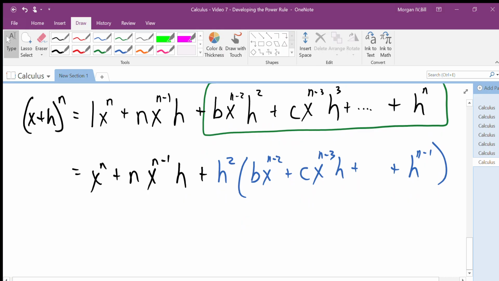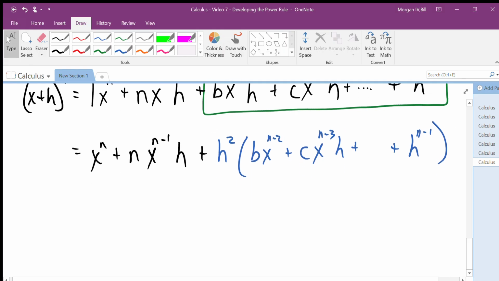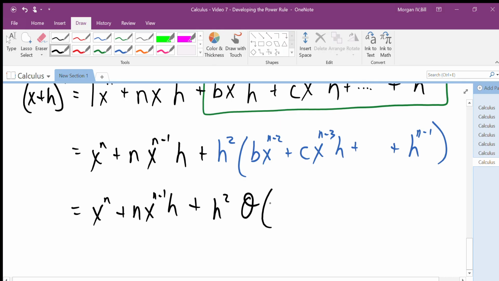And what I'm trying to say is the thing in parentheses here, this b times x to the n minus 2 plus c times x to the n minus 3 h plus, I don't really know what it is. And so for ease of writing, I'm just going to call this some function of x's and h's. Right? Some function of x's and h's. That's all I really need. So this is equal to x to the n plus n times x to the n minus 1 times h plus h squared times some function, I'm just using this fancy O here, some function of x's and h's.